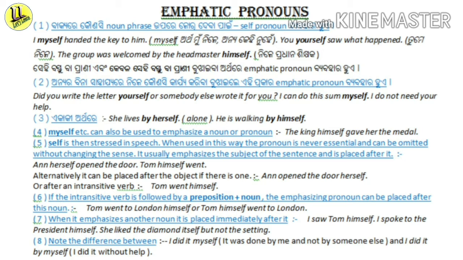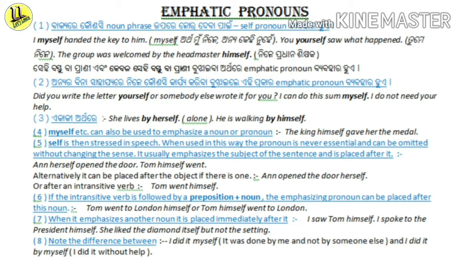Then about the sixth point. If the intransitive verb is followed by a preposition plus noun, the emphasizing pronoun can be placed after this noun. For example, Tom went to London himself, or Tom himself went to London. Now you see, this is for the emphasizing pronoun.